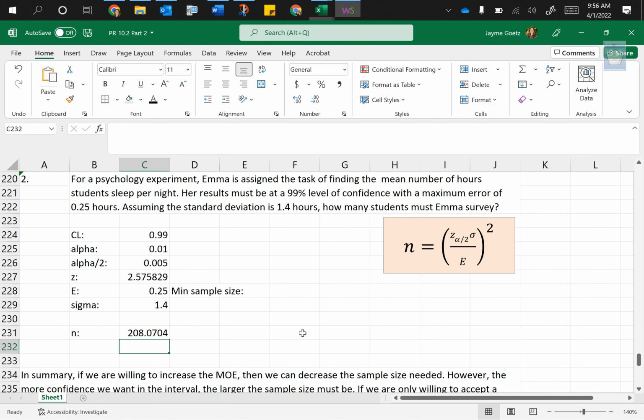Ooh, this is a really good example. We have 208.07, which means my minimum sample size should be 209. We always have to round up. Always need to round up.